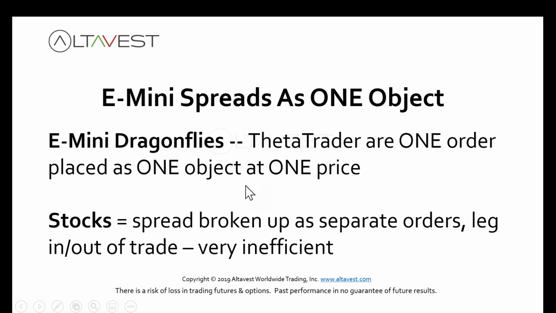If you try to do a Dragonfly with securities, and I will challenge you to do this on any platform, you're not going to be able to do those 6 legs as one object at one price. You have to break up that Dragonfly spread into 2 separate orders, and you have to leg in and out of each trade. I've tried it on different platforms. I've researched it, and maybe it exists, but it's just a function of the way futures work versus securities.